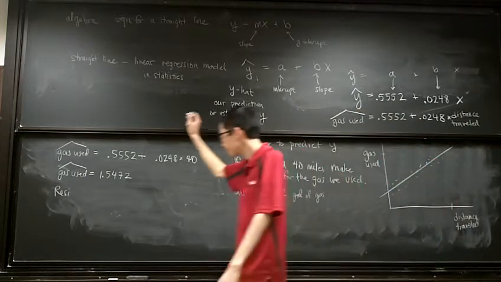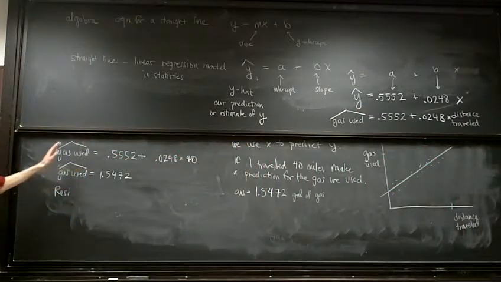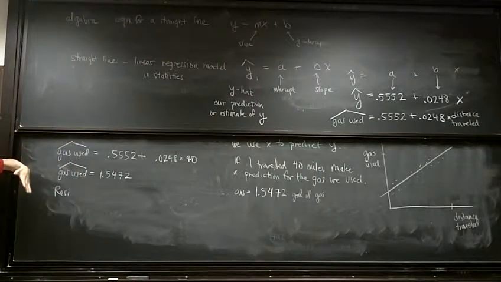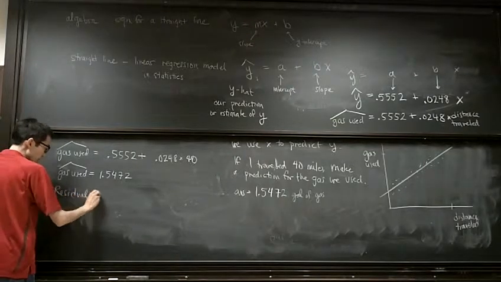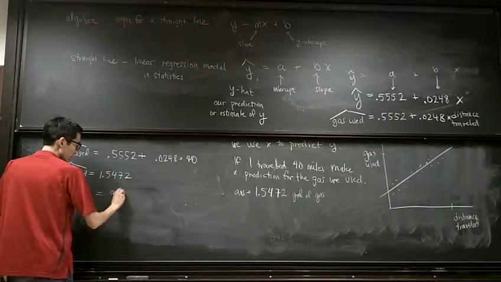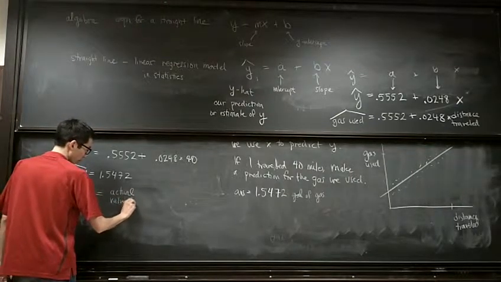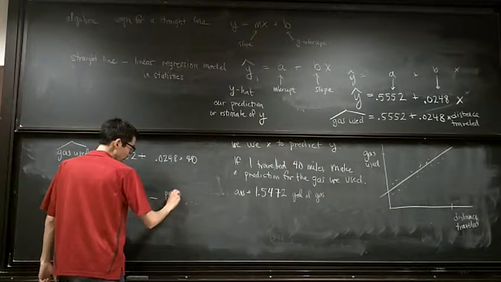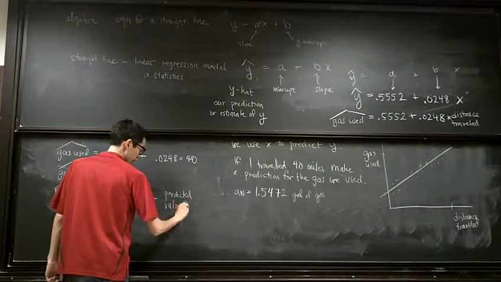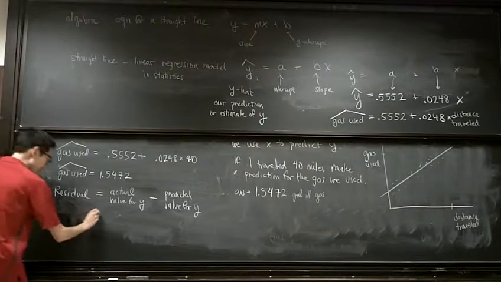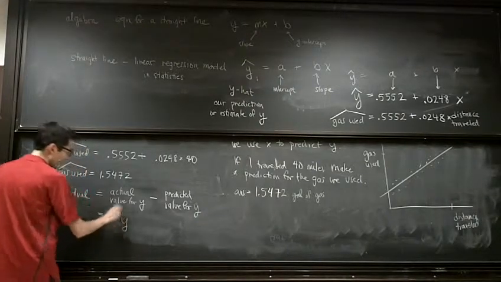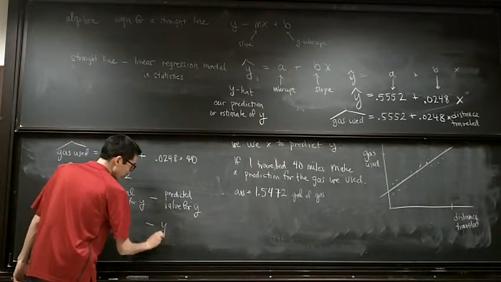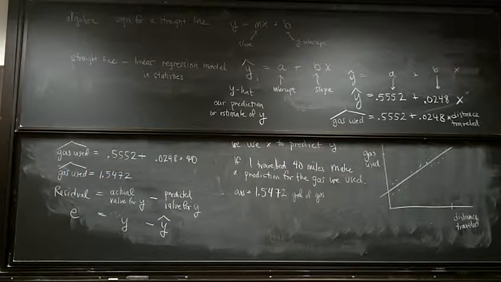Alright, so we've got gas used. Our model is not perfect. We acknowledge that there's going to be discrepancy between reality and what the model predicts. So a residual is equal to the difference between the actual value for y minus our predicted value for y. Or a residual, which we use the letter e, is equal to y, the actual value for y, minus y hat, the predicted value for y. This is the difference between what actually happened and what we predicted would happen.